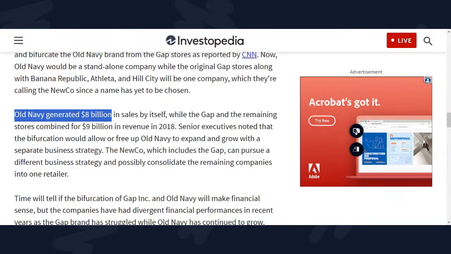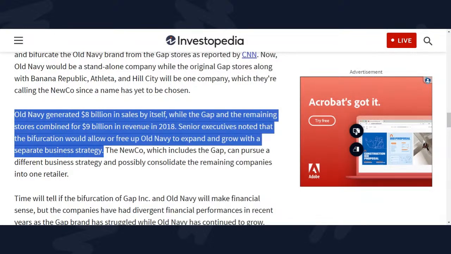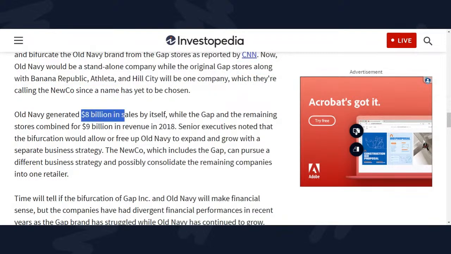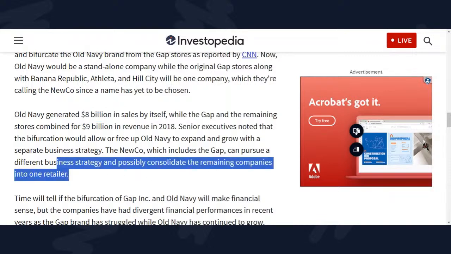Senior executives noted that the bifurcation would free up Old Navy to expand and grow with a separate business strategy, thereby leaving intact the Gap strategies that already worked and opening up one company for an attempt at standalone improvements, and it proved successful. The new company, which includes the Gap, can pursue a different business strategy and possibly consolidate the remaining companies into one retailer.